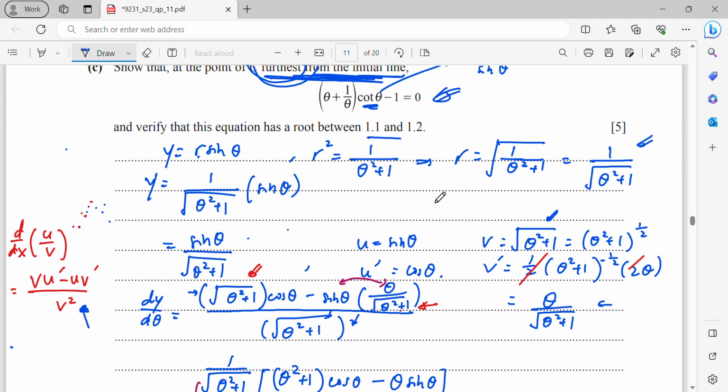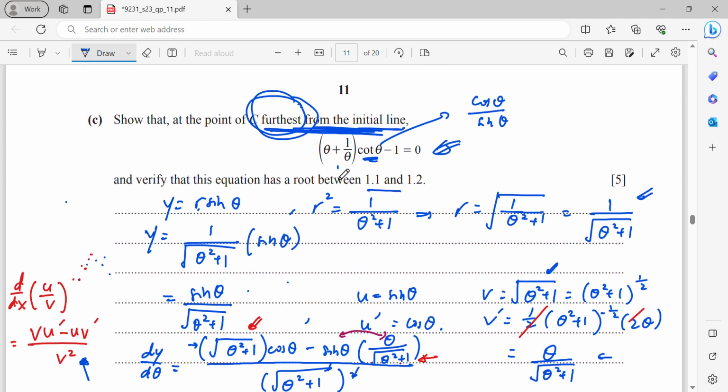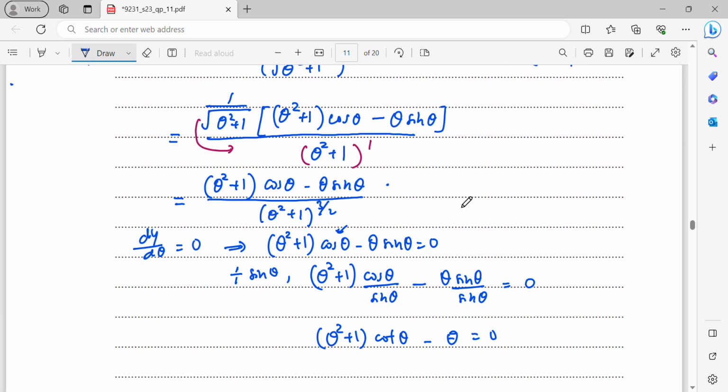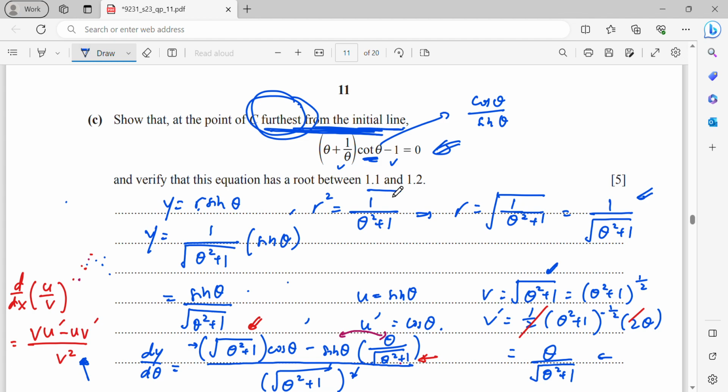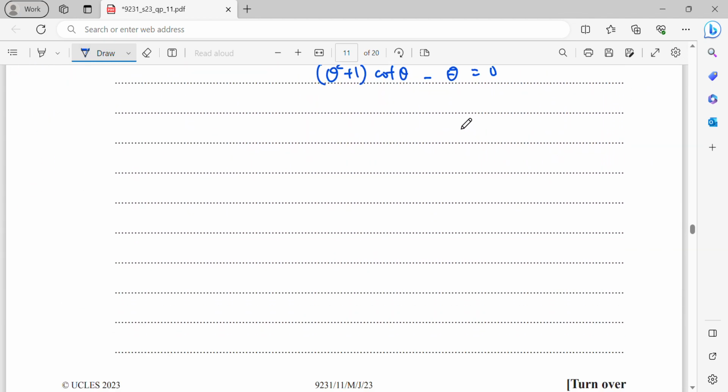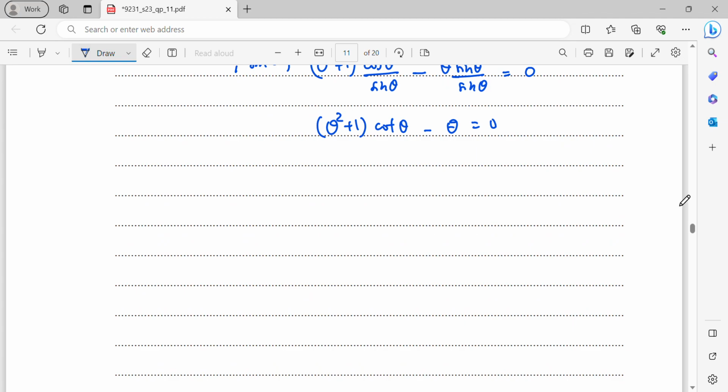Let's look at the question first. I need minus 1, I have not found it yet. So in order to get the minus 1 here from this minus theta, I need to divide the whole equation by theta. So I will get theta squared plus 1 divided by theta, cot theta, minus theta over theta equals 0.